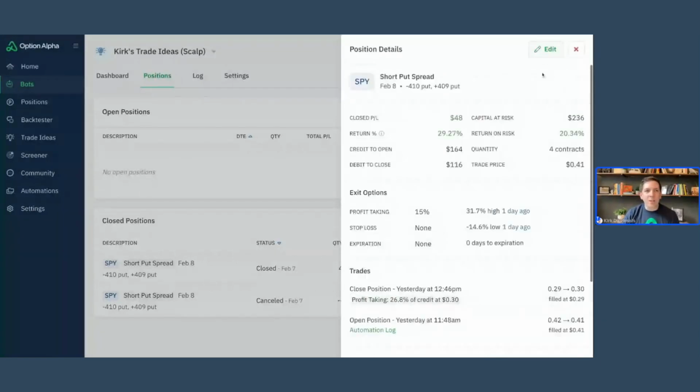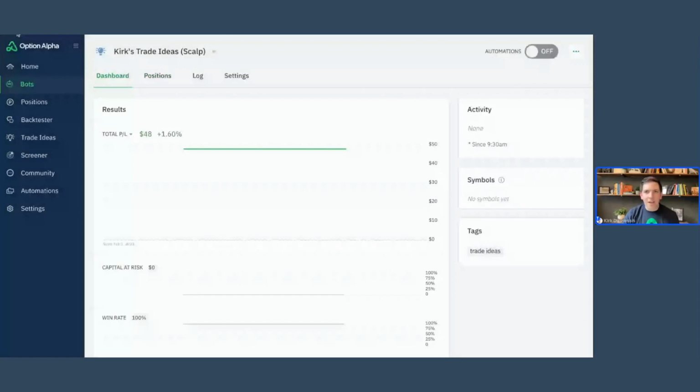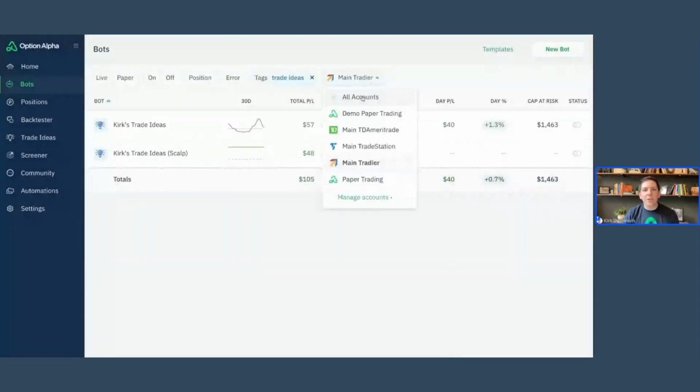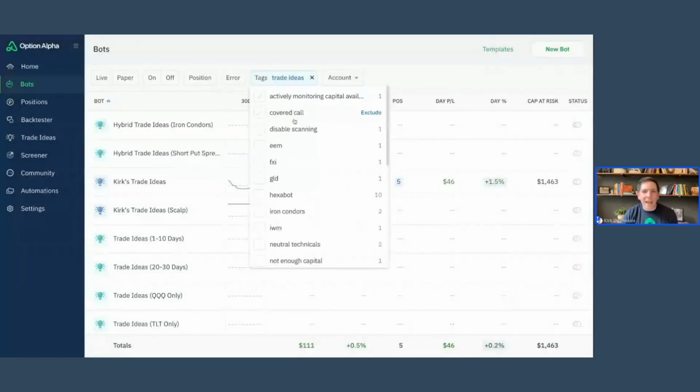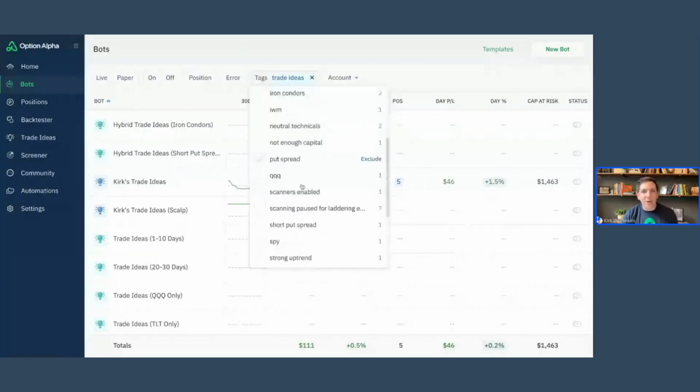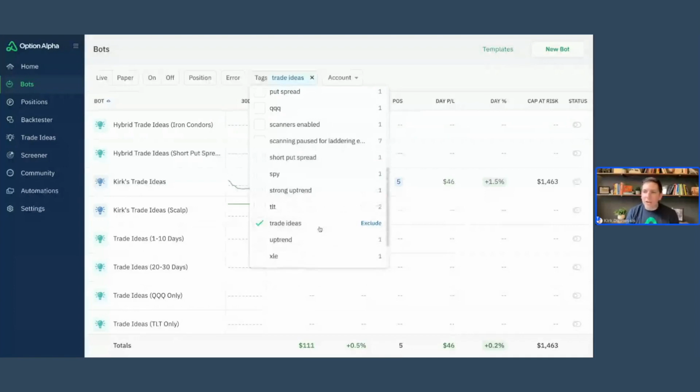Now, look, if I go back to my bots that I have here, if I unselect all these, what I do with my bots, and you guys can or don't have to do this if you don't want to, is I tag my bots for the different things that they do. Like all my hexabots, I tag as hexabot. All my trade ideas bots that are hybrid or single trade idea bots, I tag them as trade ideas.